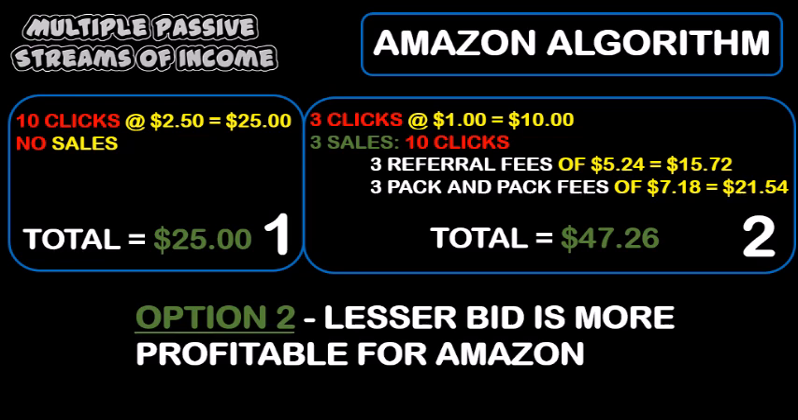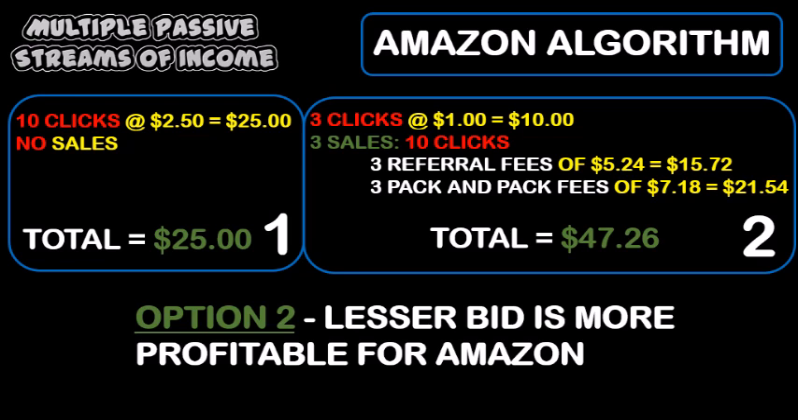I'm quite sure there are other metrics that are factored into this as well, like how fast do these 10 clicks happen? How many impressions does a product need for these 10 clicks to happen, right? All of this is factored into who's going to get that spot at the top of search.